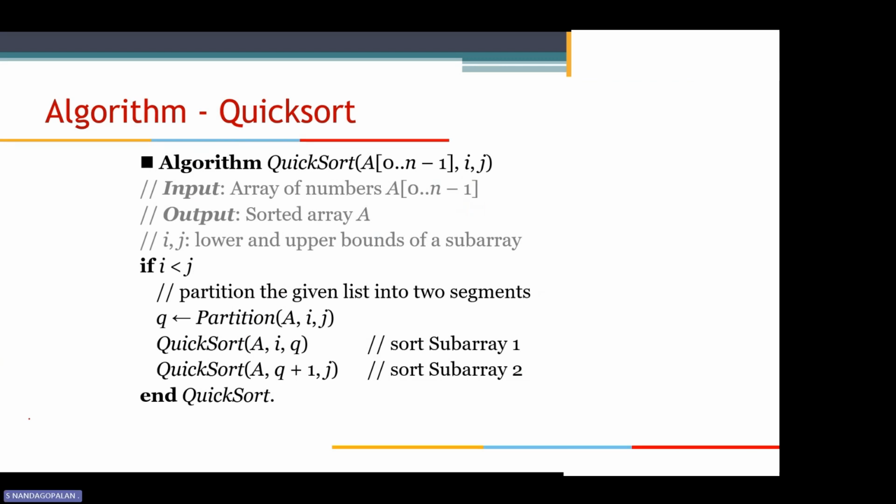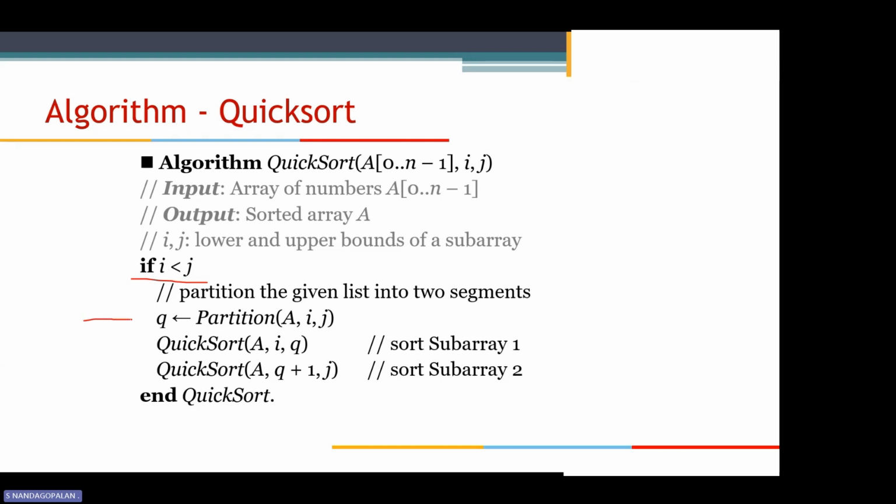So the algorithm for this is very simple: 0 to n minus 1, starting from i to j. I already explained all these things earlier. As long as i is less than j, because it's a recursive one, we have an escape kind of thing. When this condition becomes false, that means you have only one element, because i and j will be equal, so you don't need to continue.